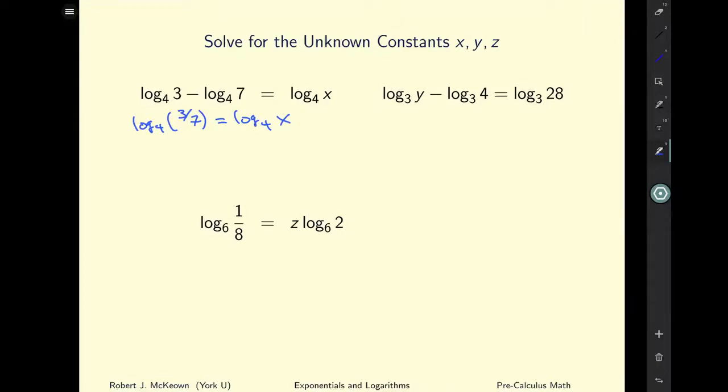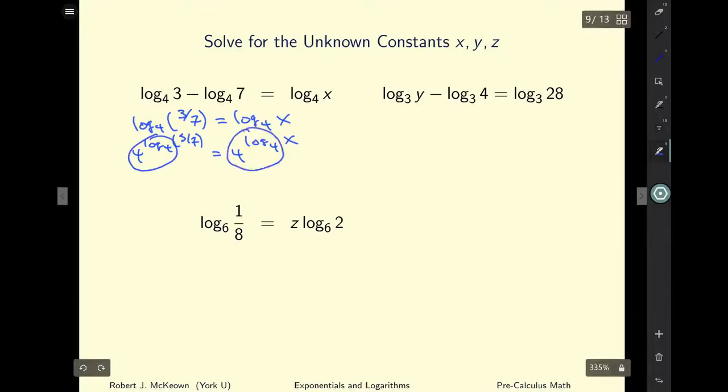And now I'm going to raise both sides. Or I'm going to say that I'm going to take the base exponent 4 of both sides. So I'll write it out. I'm going to have 4 to the log base 4, 3 over 7 equals 4 to the log base 4 x. And then, of course, these parts are essentially going to cancel each other out. So we're going to be left with 3 over 7 is equal to x.